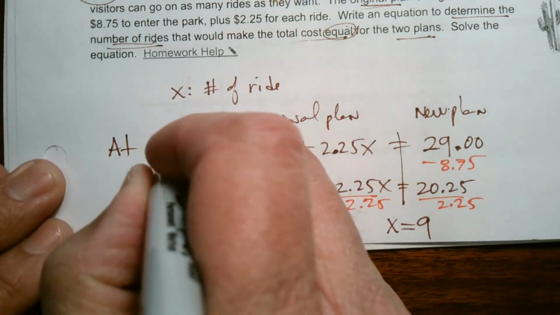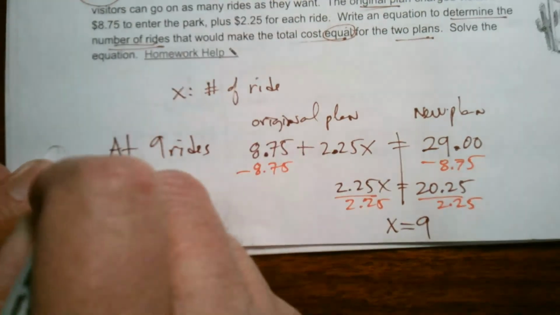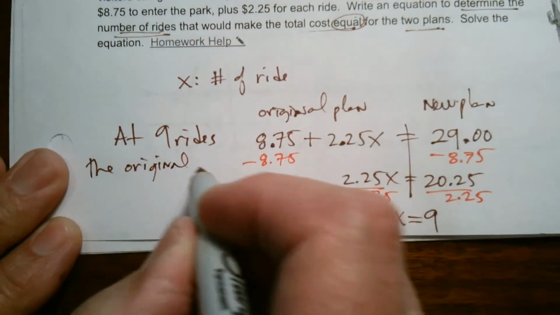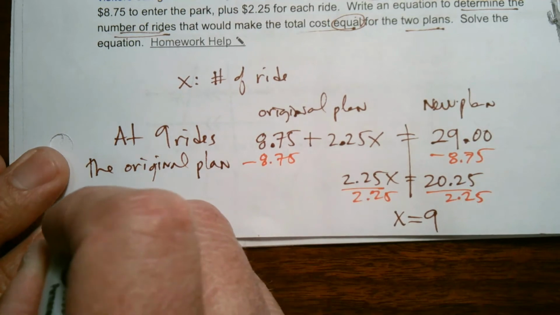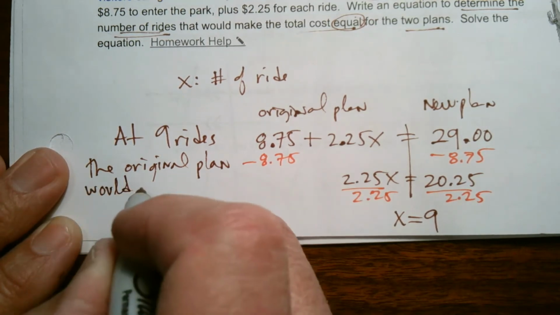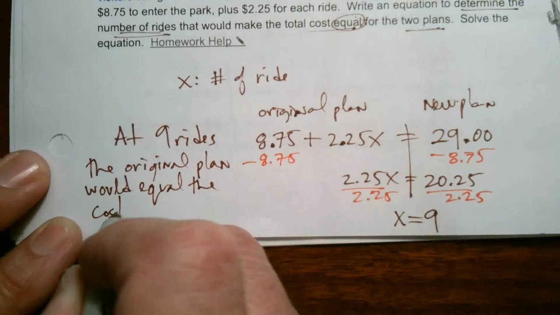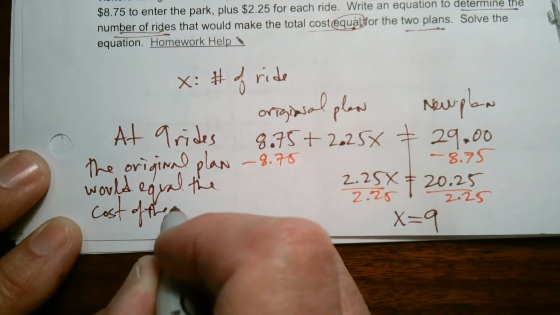So at 9 rides, the original plan would equal the cost of the new plan.